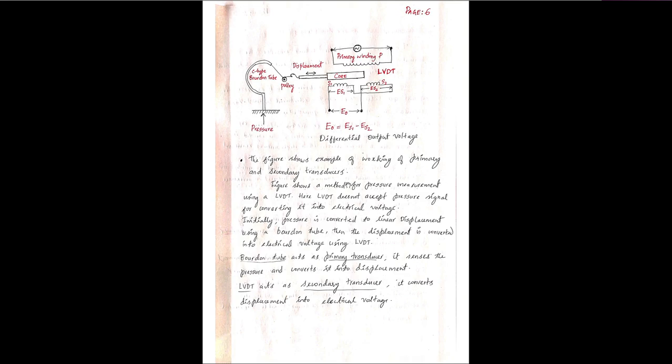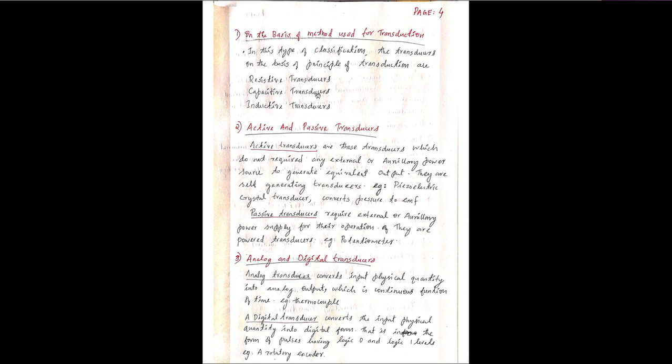Okay, now we are coming to the resistive transducer. We have seen that on the basis of the method used for transduction, transducers are classified into resistive transducer, capacitive transducer, and inductive transducer. Now coming to the resistive transducer. Here, transducers based on the principle of variation in resistance are generally termed resistance transducers. Here the resistance will be varied, and the variation in resistance will be converted into a suitable output form.